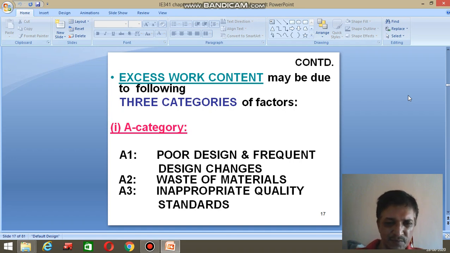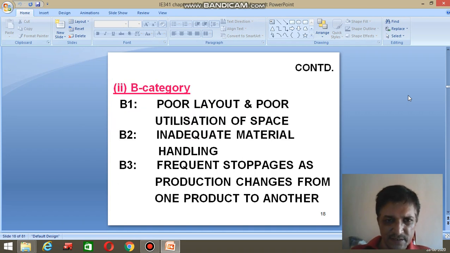Next is inappropriate quality standards. Another category is poor layout, poor utilization of space, inadequate material handling, and frequent stoppage as production changes from one product to another, and likewise.